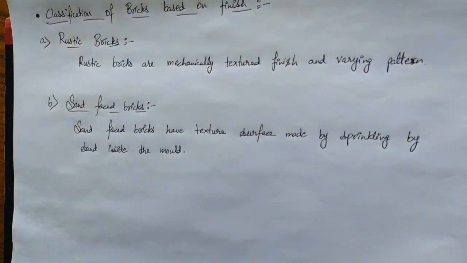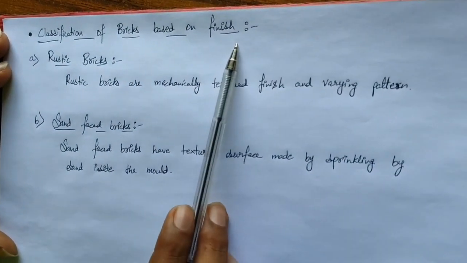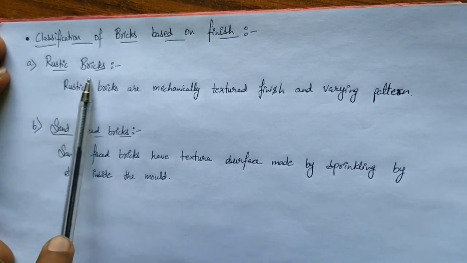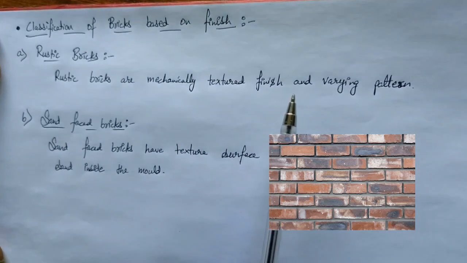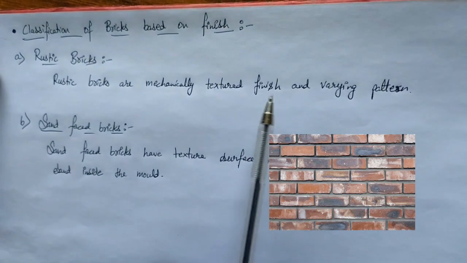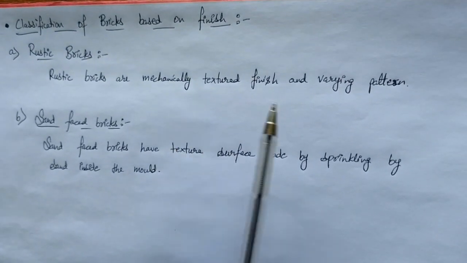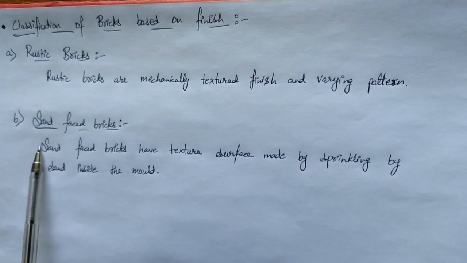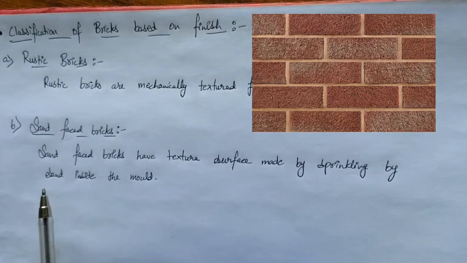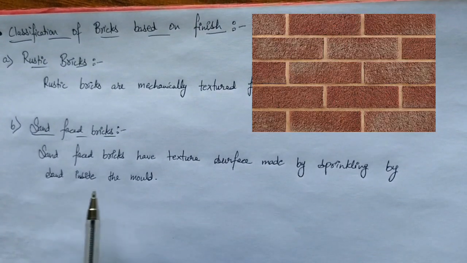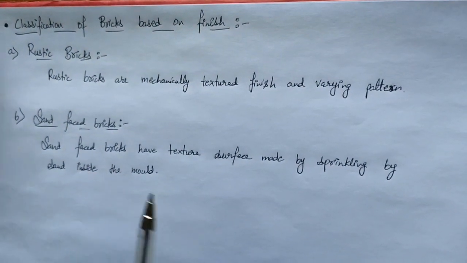Let's move further. Now our next classification is based on finish. There are rustic bricks and sand-faced bricks. Rustic bricks are mechanically textured, finished, with varying patterns. So they have different patterns and textures which we impose on them mechanically. It's not natural. The second classification is sand-faced bricks. Sand-faced bricks have a textured surface made by sprinkling sand inside the mold. So we just sprinkle some sand inside the mold, and we get sand-faced bricks.